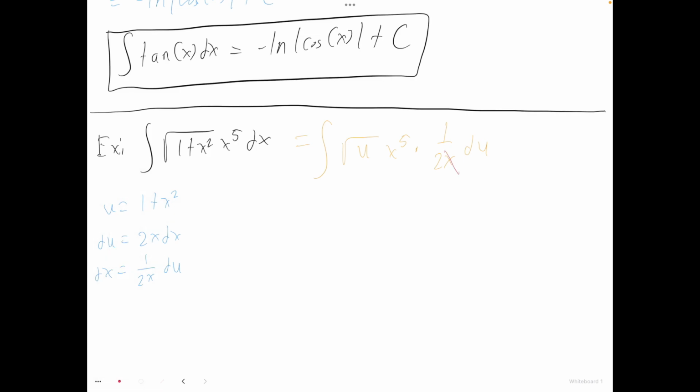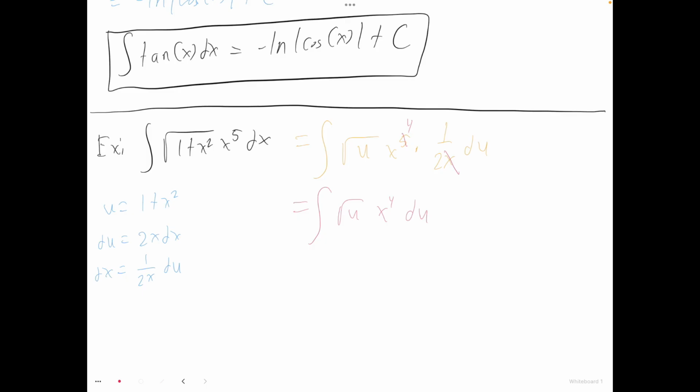Okay, well, we can cancel this x with one of those x's to leave us the integral of the square root of u x to the 4th du. Well, we have a mixture of u and x's now. You can never take the antiderivative of that, since it's still a mixture of u and x's. So you have to get rid of all the x's before you can take the antiderivative.